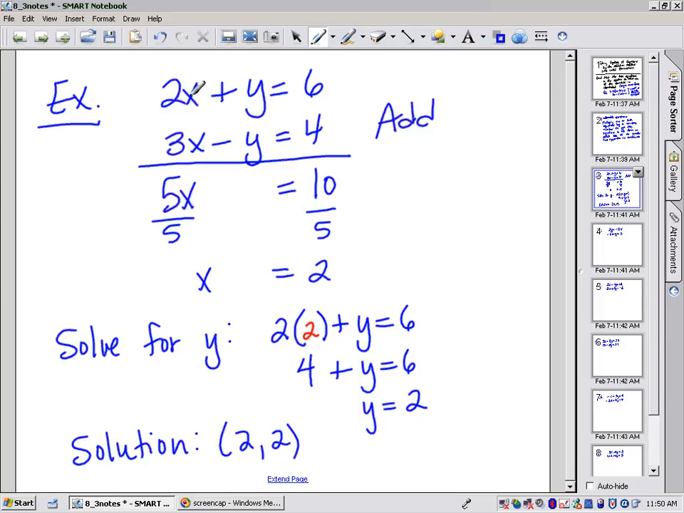And remember how we can check that. By plugging in: 2 times 2 is 4, plus 2 is 6. 3 times 2 is 6, minus 2 is 4. So it satisfies both equations, so we know we've done it correctly.